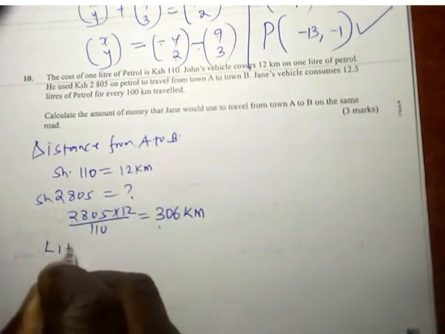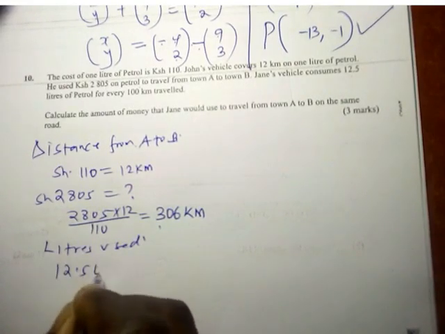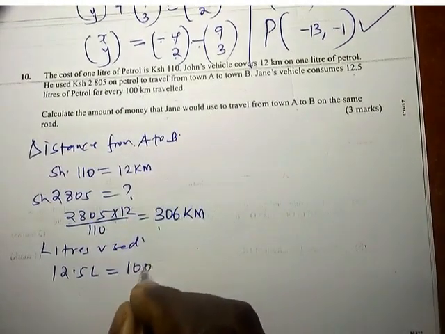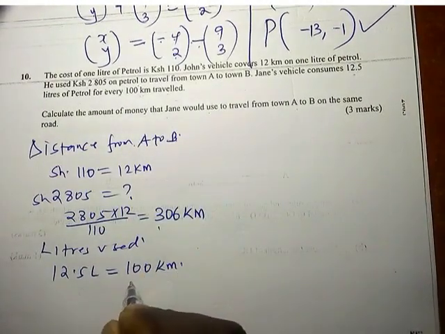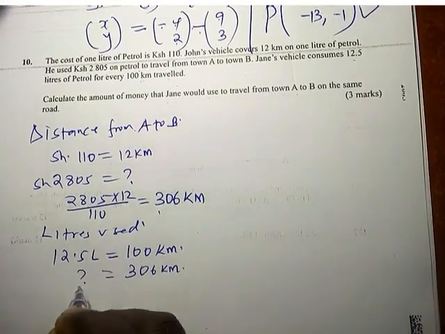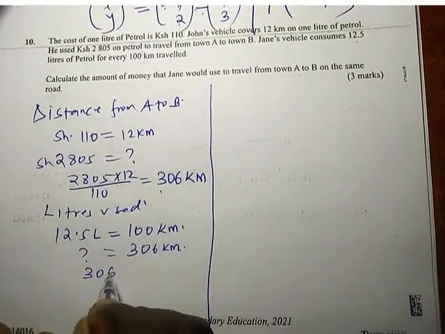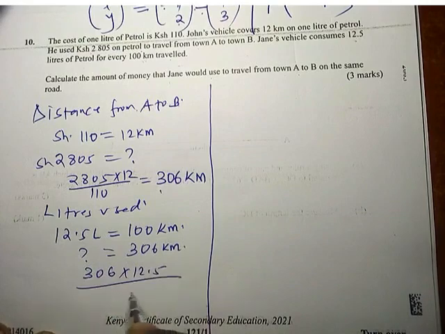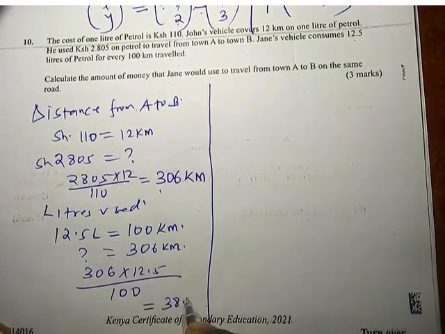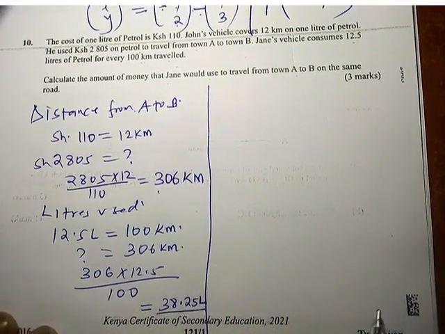So let us now look at the liters used. 12.5 liters is used for how many kilometers? 100 kilometers. So we ask, for 306 kilometers, how many liters would he have used? So it is 306 times 12.5 divided by 100, and that gives us 38.25 liters. So he will have used 38.25 liters.